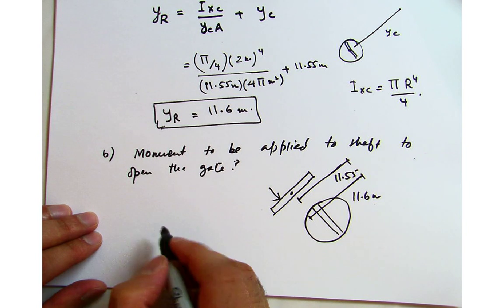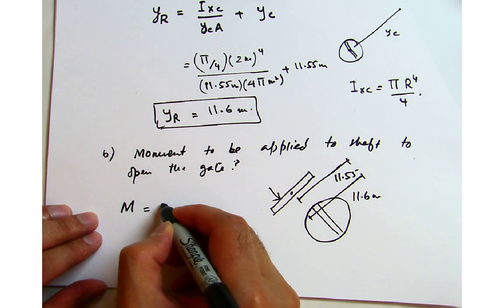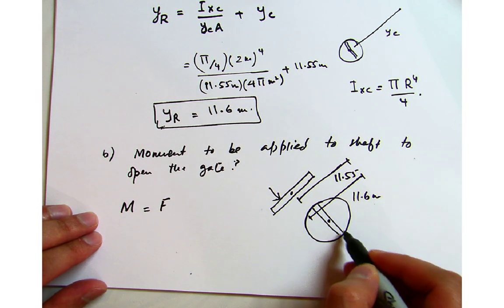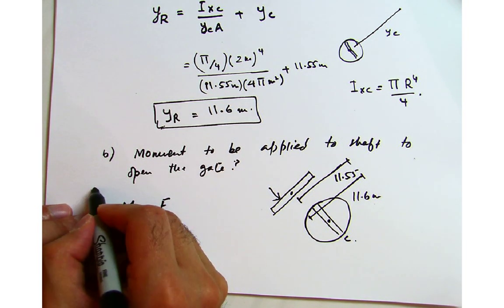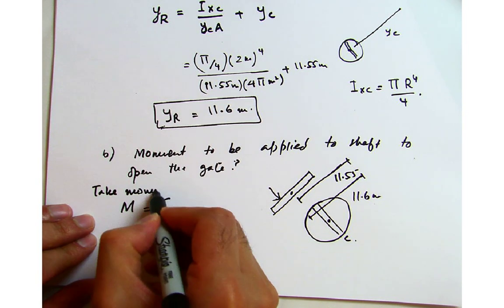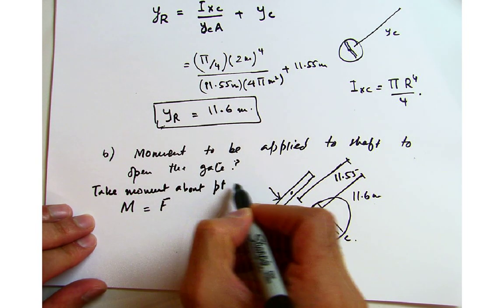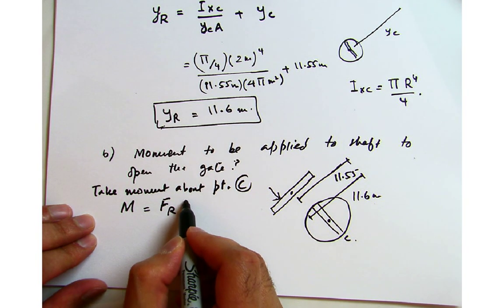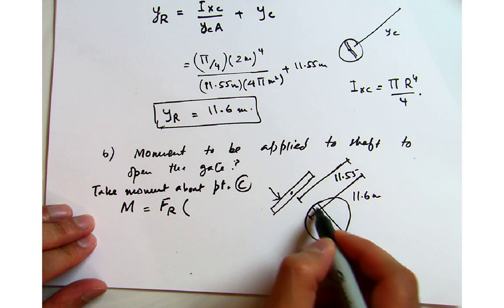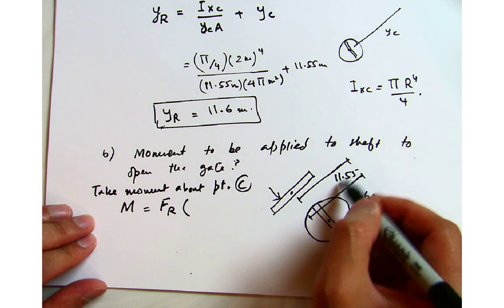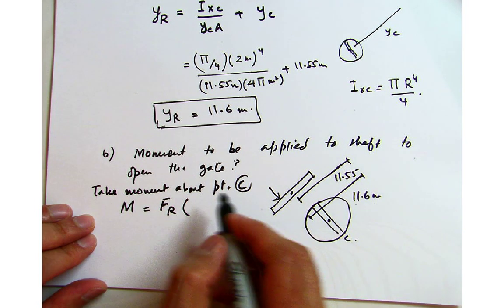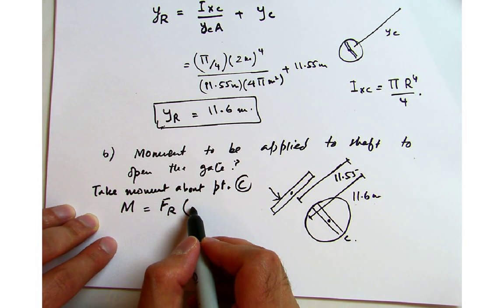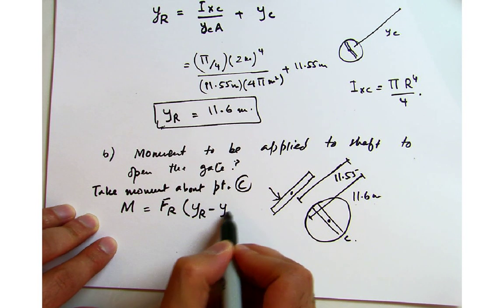Okay, so I can take the moment about point C, which I am calling this. So take moment about point C, okay, which actually is this one. So I have F_R that's being multiplied with this force, so you have one distance, so the difference of the two, which actually will be F_R times (y_R minus y_C).